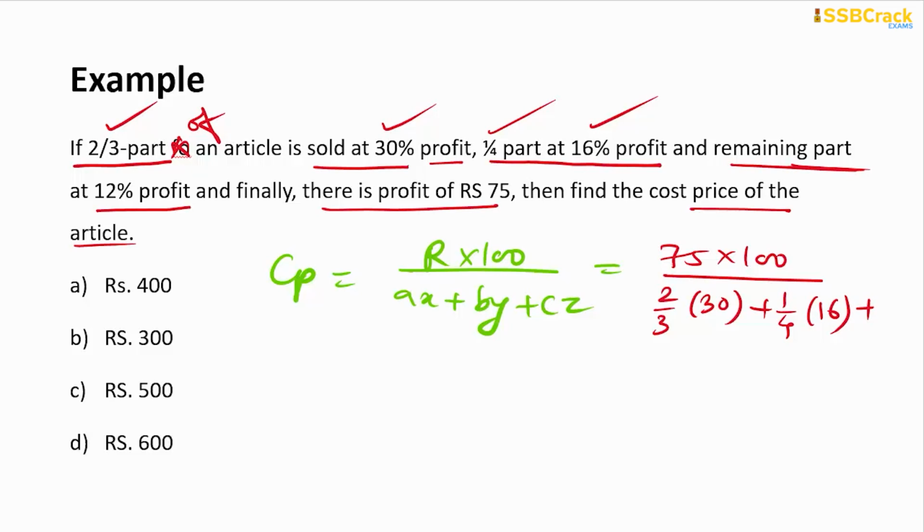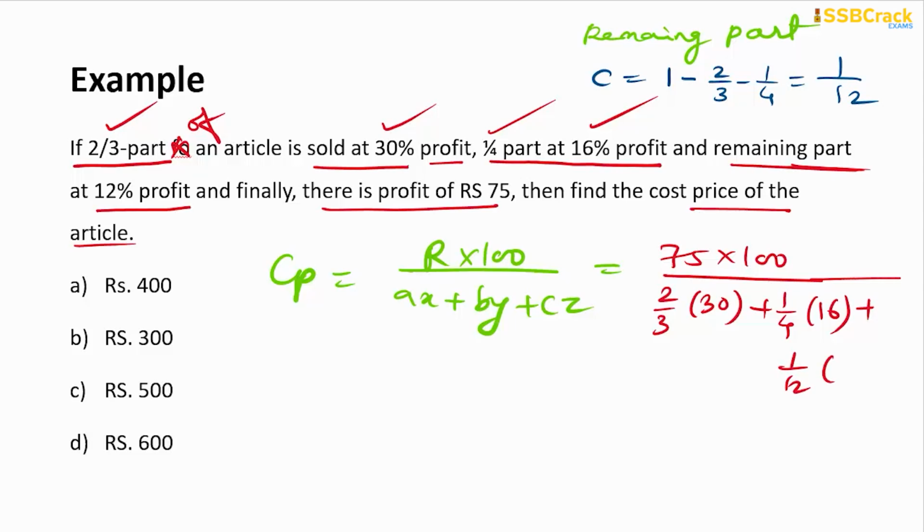The remaining part they did not give. How do you find the remaining part C? It's very easy. The whole is divided into parts, so the remaining part we can find from 1, because the whole is always treated as 1. So the value of C will be 1 minus 2/3 minus 1/4, which is 1/12. So let's substitute the C part, 1/12.